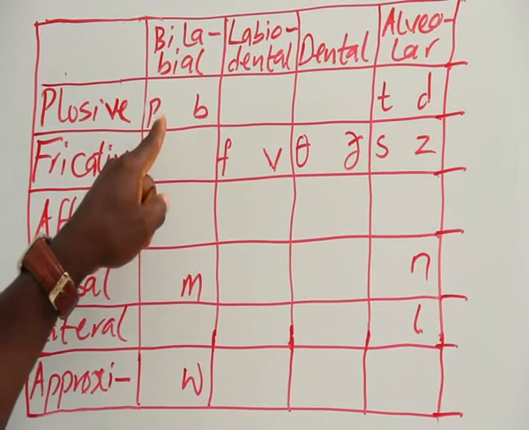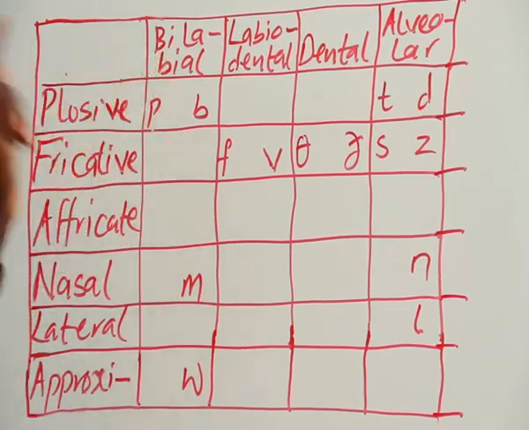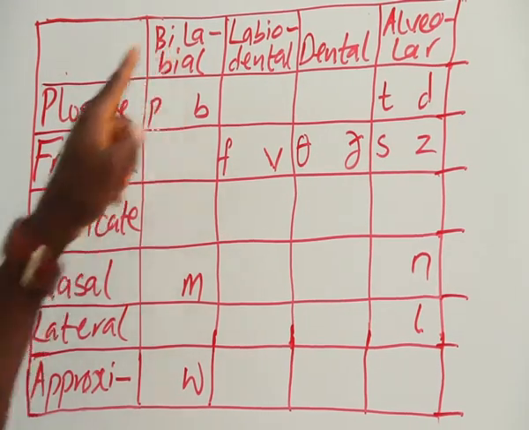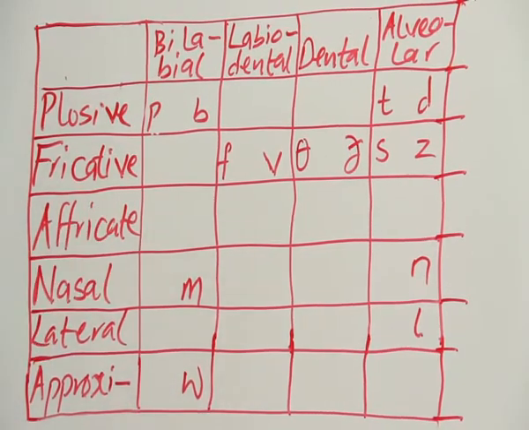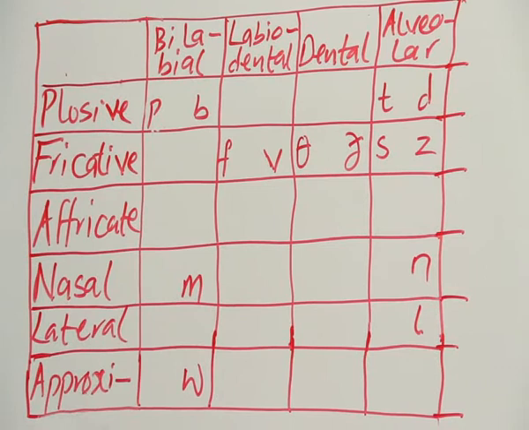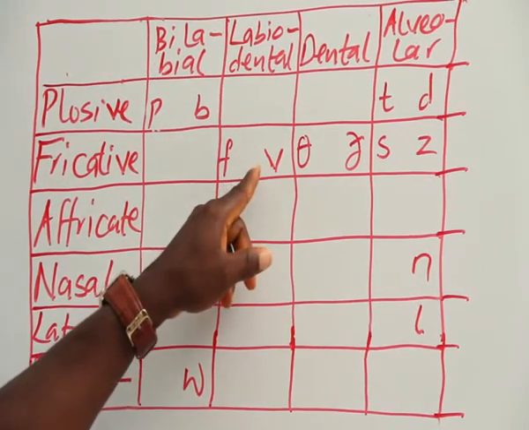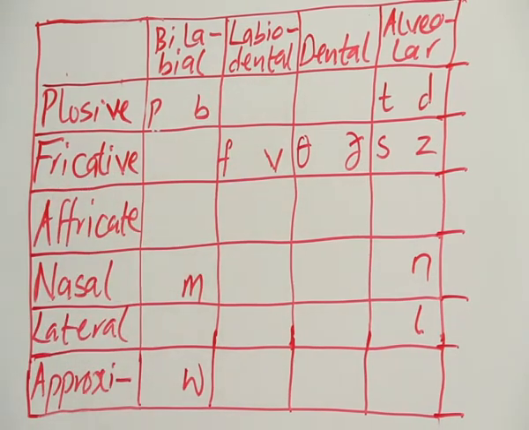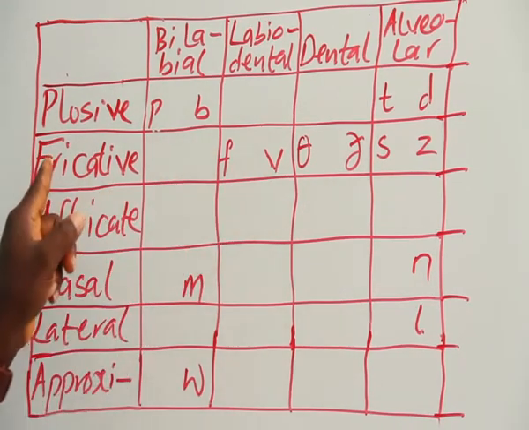So that we can say, if I want to call the name of this one, it's simply the voiceless bilabial plosive. That is the name. No other consonant can have that name in the English language. If I want to talk about this, I'll say the voiced labiodental fricative. No other consonant can have this name, voiced labiodental fricative.